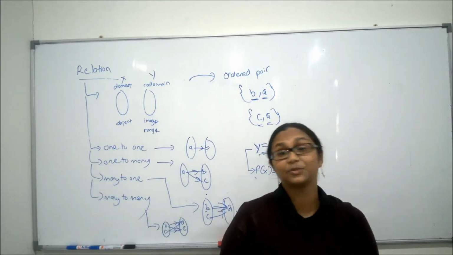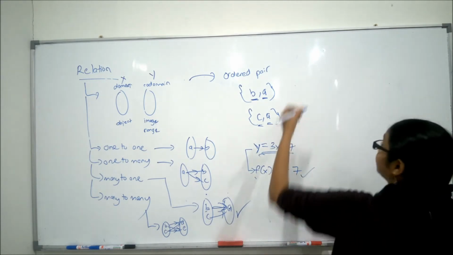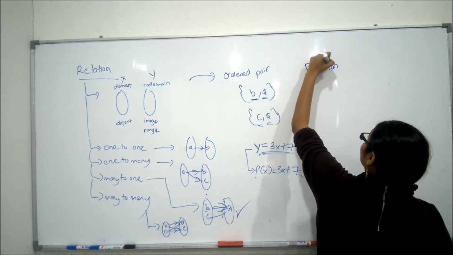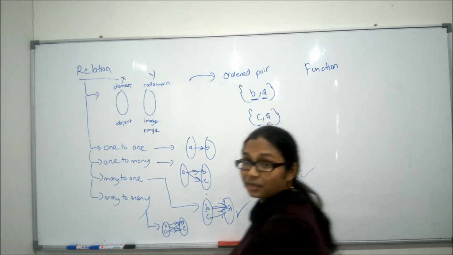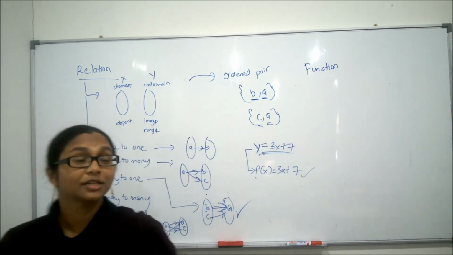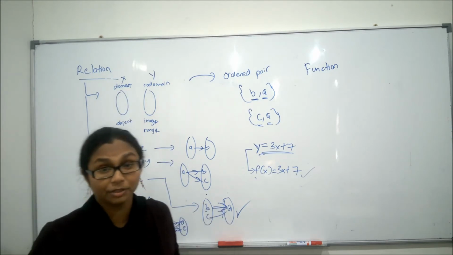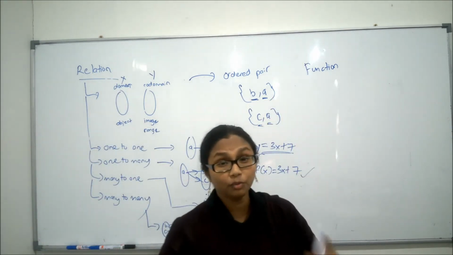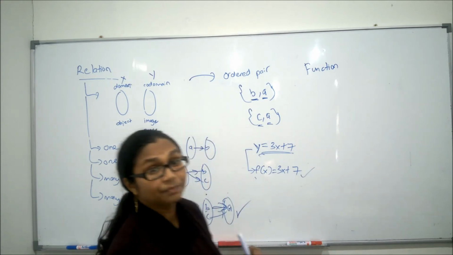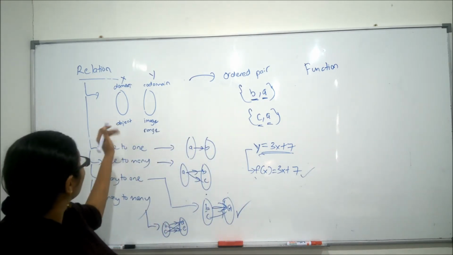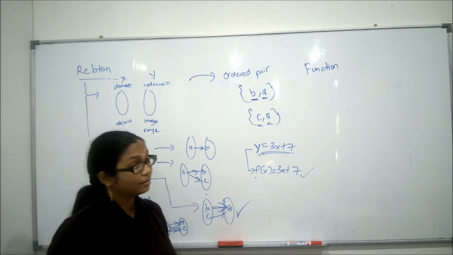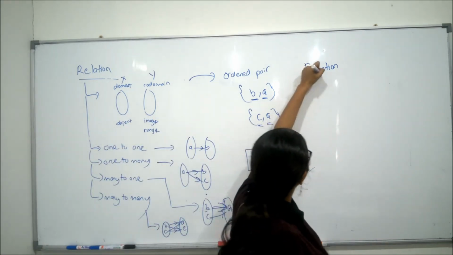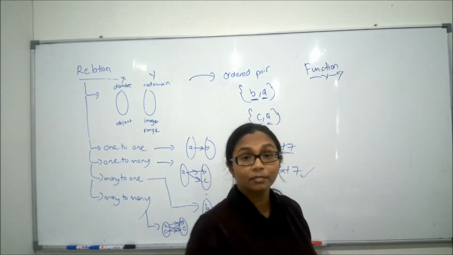So now let's get to the gist of the topic. Function. What is a function? A function is a special sort of relation whereby one object is only mapped onto one image. Got it? One object mapped onto one image is known as a function. That's all.